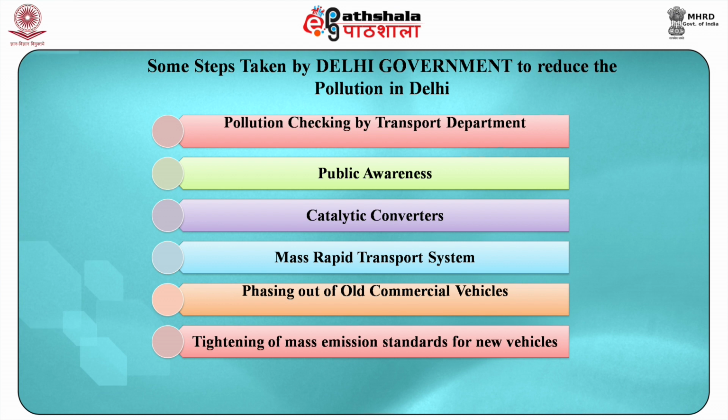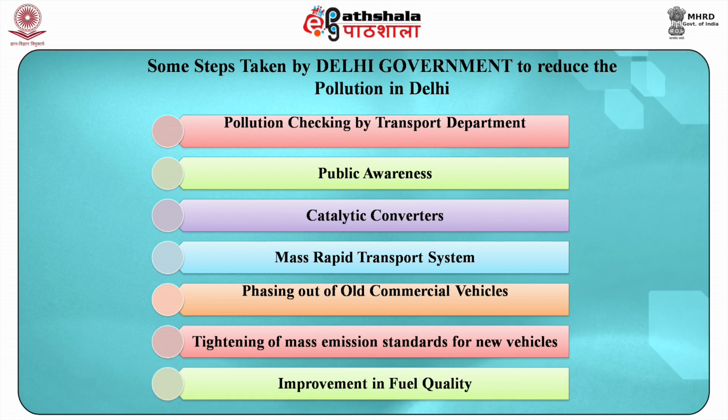Tightening of mass emission standards for new vehicles has also been put in place. Mass emission norms for new vehicles were introduced in the year 1991. Subsequently, these norms have been tightened for new vehicles in all categories in 1996 and later in 2000. At present, only vehicles except 2 and 3 wheelers complying with Bharat Stage 3 or Euro 3 emission norms and 2 and 3 wheelers complying with Bharat Stage 2 Euro 2 emission norms are being registered in Delhi.